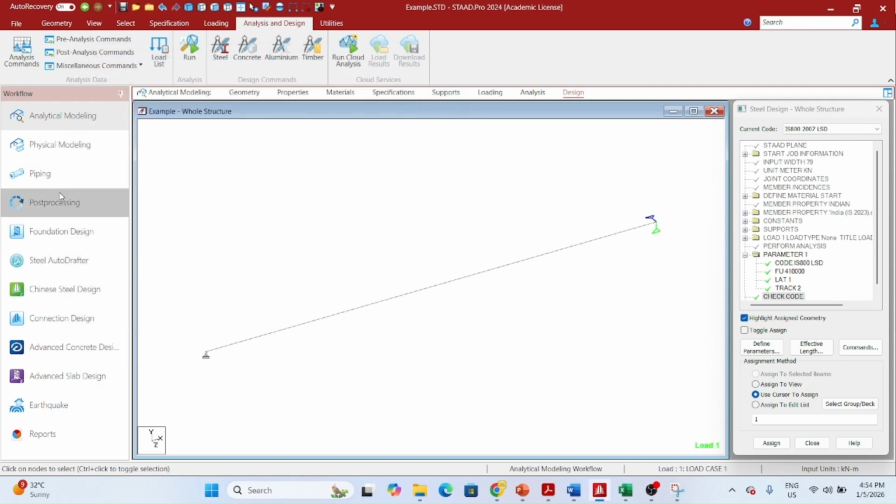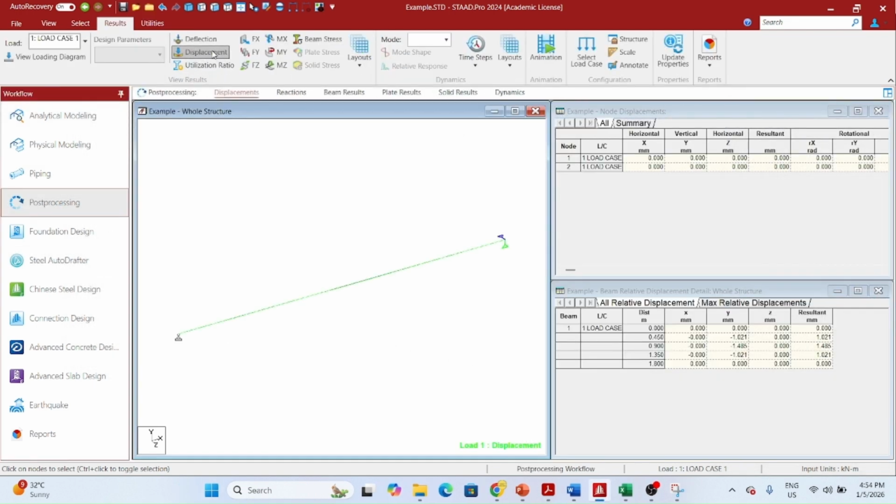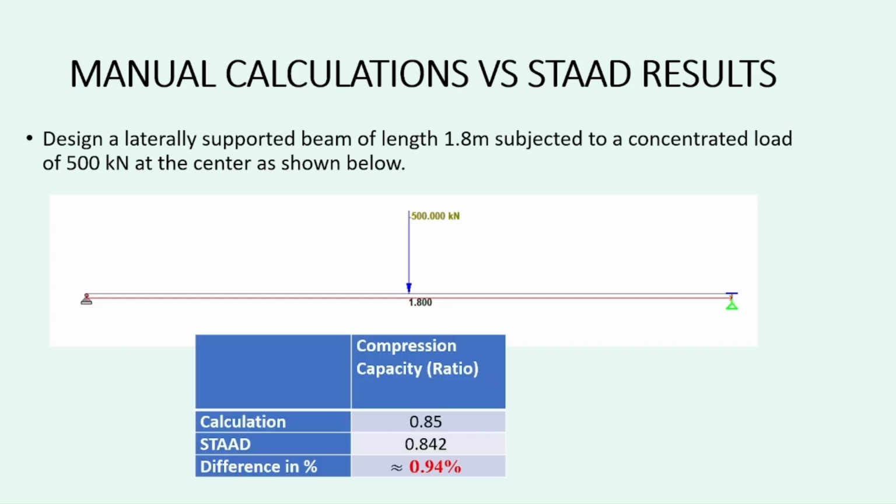Go to the post processing, and if you check the utilization ratio, it is 0.84. So in our case, from the manual calculation we got 0.85, from the software it is 0.842, so it is almost matching with the software value. The difference is close to 0, around 0.94%. So guys, this is how we can design the laterally supported beam.